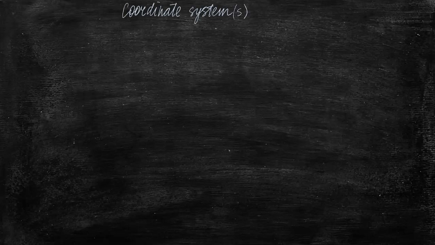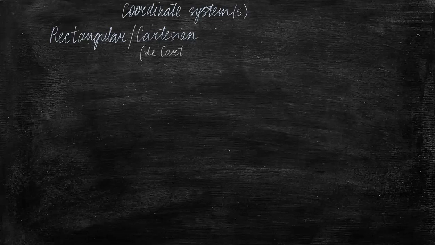One coordinate system that we are all familiar with that does exactly this is called the rectangular coordinate system, also called the Cartesian coordinate system, named after the French mathematician Descartes. Not sure how to spell his name, maybe like this. And the way it works is we have two axes. We're talking about two-dimensional coordinate systems here.